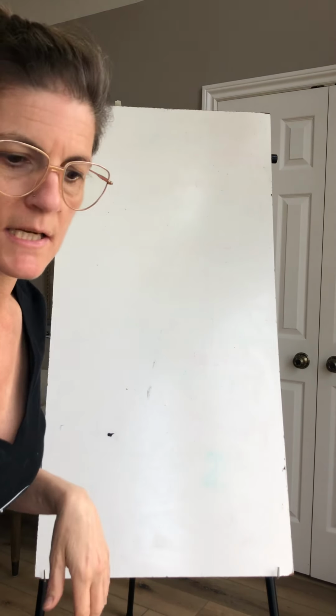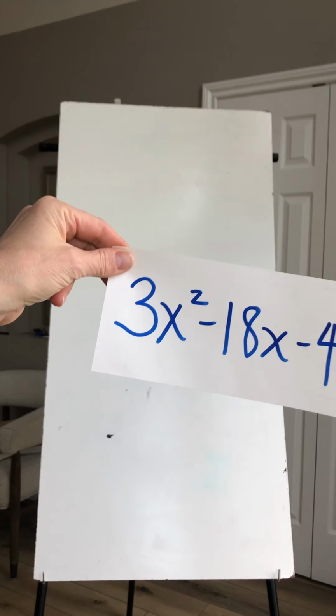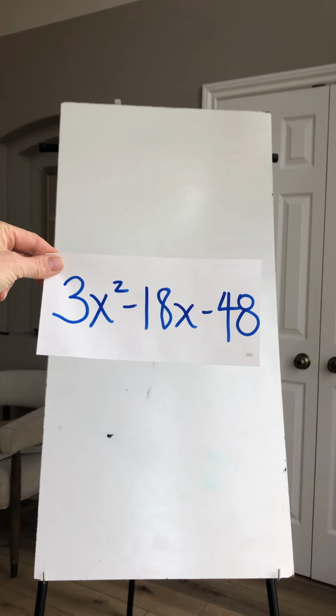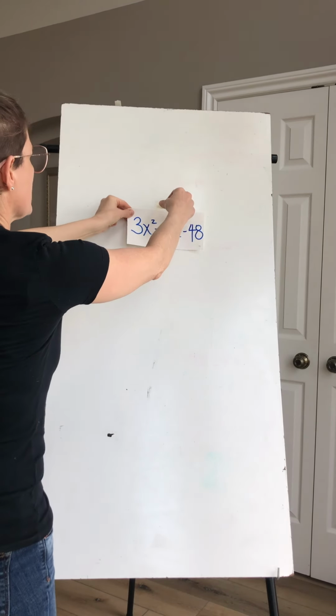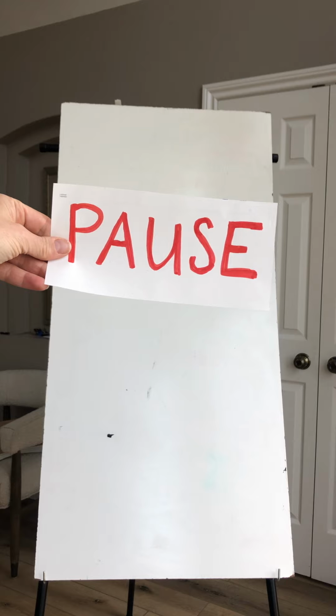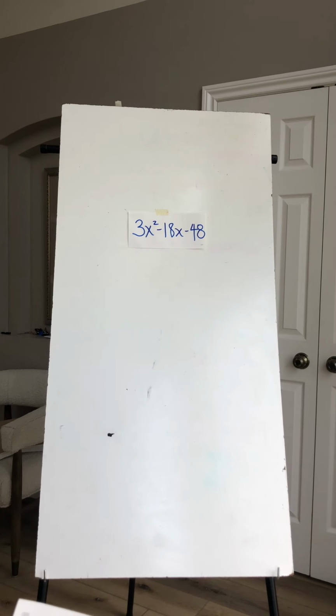So what we're going to do is this. I'm going to show you a question. The question is 3x squared minus 18x minus 48. I'll put that here on my whiteboard. At this point, you should pause and try to see if you can do the question yourself. I'm not going to pause because I don't want to spend too much time on the YouTube videos here.